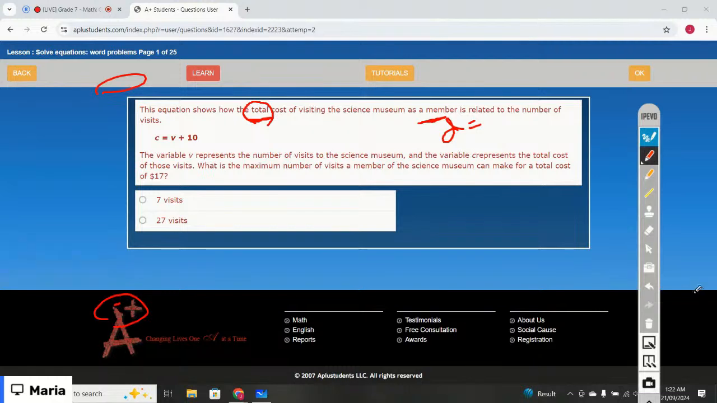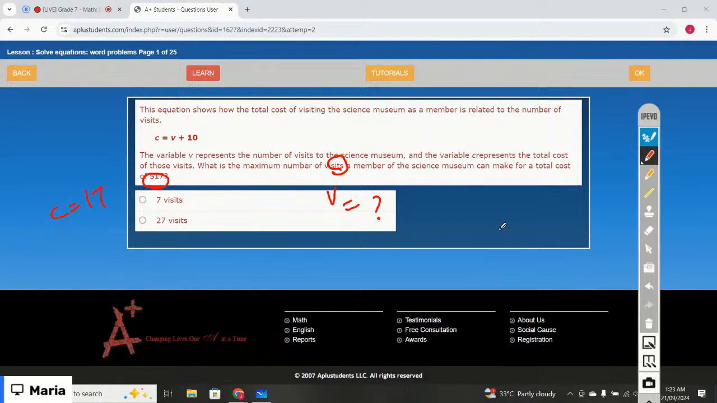This equation shows how the total cost of visiting the Science Museum as a member is related to the number of visits. So C equals V plus 10. The variable V represents the visits to the Science Museum and variable C represents the total cost. What is the maximum number of visits? You need to find V. A member of the Science Museum can make a total cost of C equals $17. You are given the cost, you need to calculate the value of V.